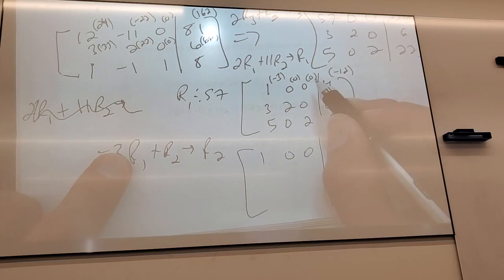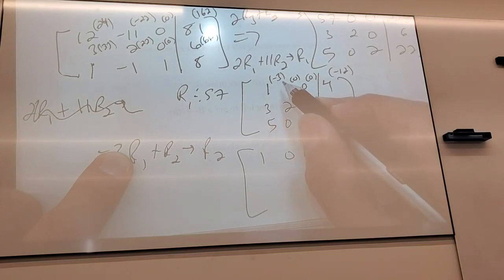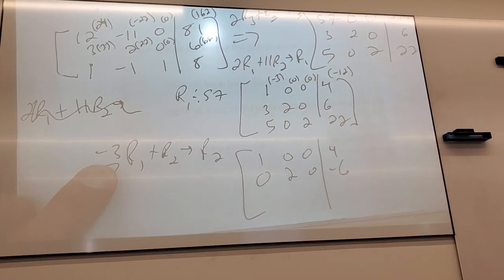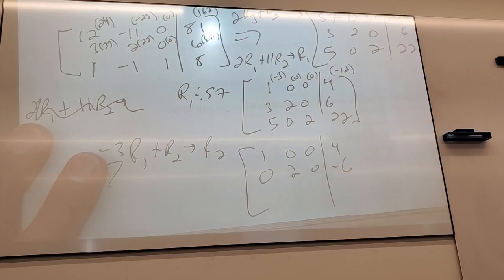That was just -3 times row 1, so now I can use it to kill that one, right? -3 plus 3, 0. 0 plus 2, 2. 0 plus 0, 0. -12 plus 6, -6. Bigger one's negative. I owe more money than I got, so I come out negative in the end. And you see how I'm going to make a 1 easy.